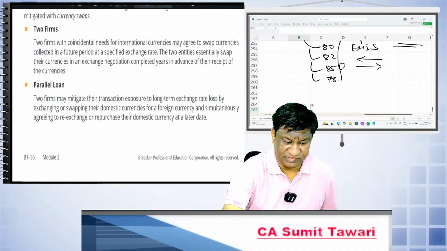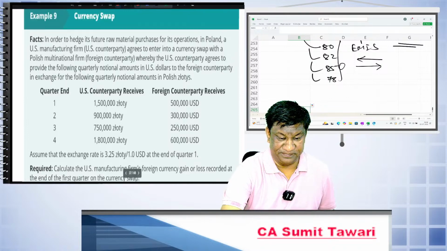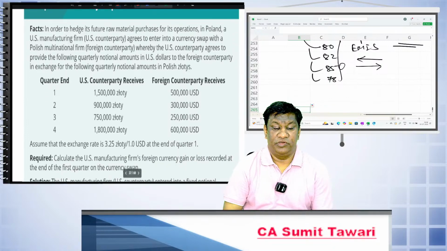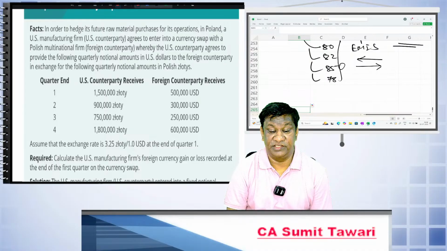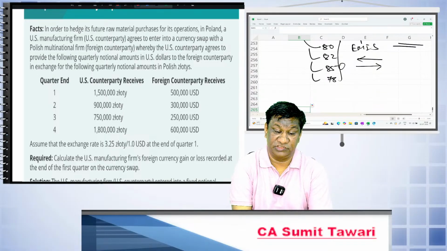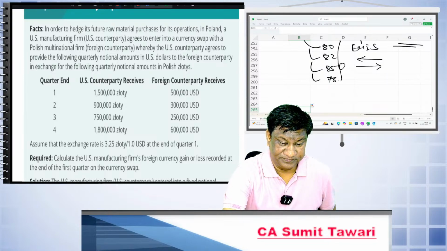We already discussed the two-form parallel loan. We can take this example. In order to hedge its future raw material purchase for its operation in Poland, a US manufacturing firm, the US counterparty, agrees to enter into a currency swap with a Polish multinational firm, the foreign counterparty, whereby the US counterparty agrees to provide the following quarterly notional amount in US dollars to the foreign counterparty in exchange for the following quarterly notional amount in Polish zlotys.